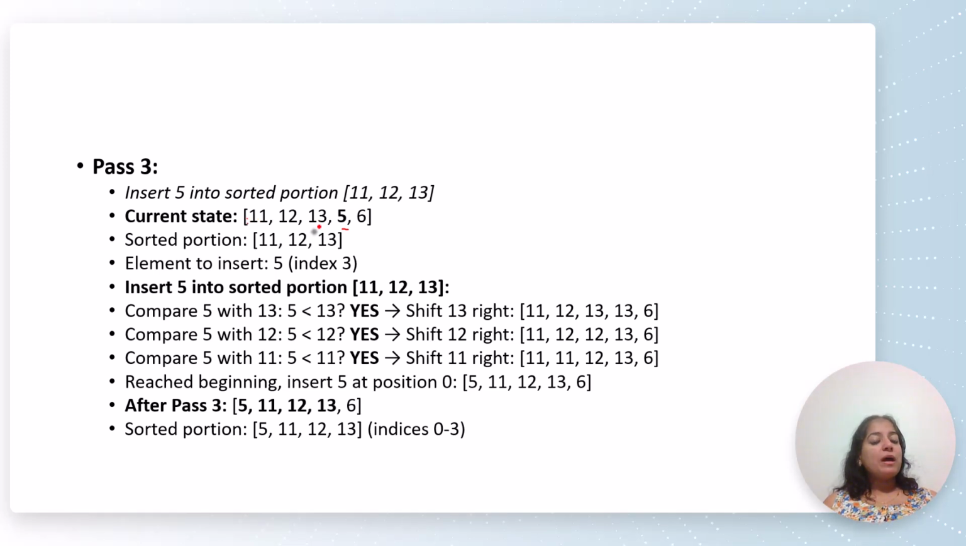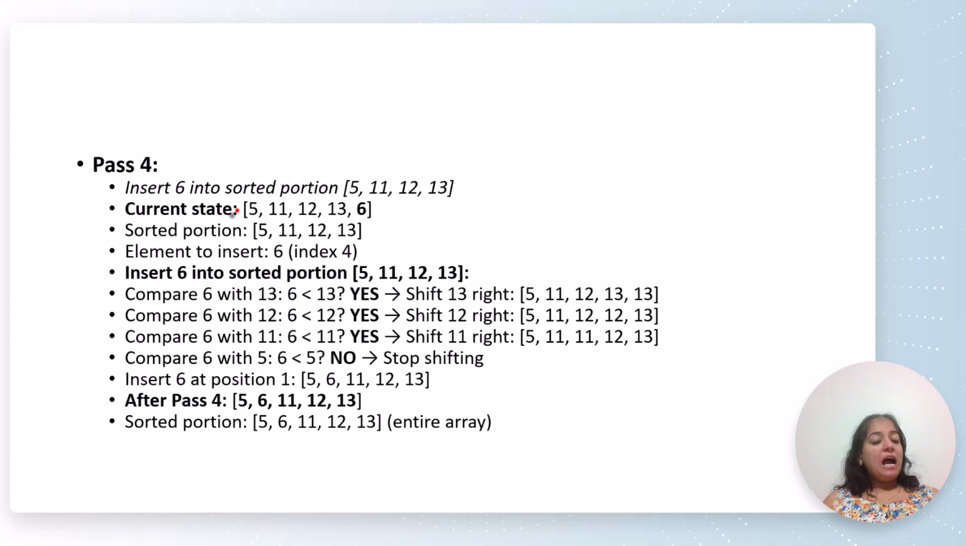So we need to shift 13 over here, 12 over here, and 11 over here to make the space for 5. We need to perform the shifting. Shift 13 in place of 5, shift 12 in place of 13, and shift 11 in place of 12, so that you have a space here. And then copy this 5 element here. So your array becomes 5, 11, 12, 13, and 6.